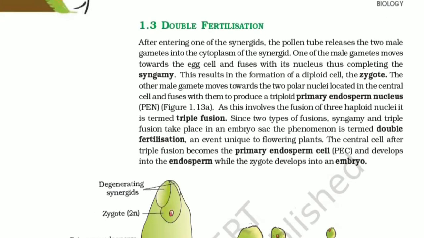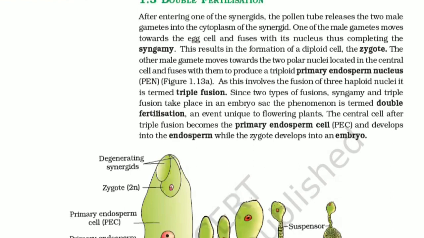1.3 Double fertilization. After entering one of the synergids, the pollen tube releases the two male gametes into the cytoplasm of the synergid. One of the male gametes moves towards the egg cell and fuses with its nucleus, thus completing the syngamy. This results in the formation of a diploid cell, the zygote. The other male gamete moves towards the two polar nuclei located in the central cell and fuses with them to produce a triploid primary endosperm nucleus, as shown in figure 1.13a. As this involves the fusion of three haploid nuclei, it is termed triple fusion.